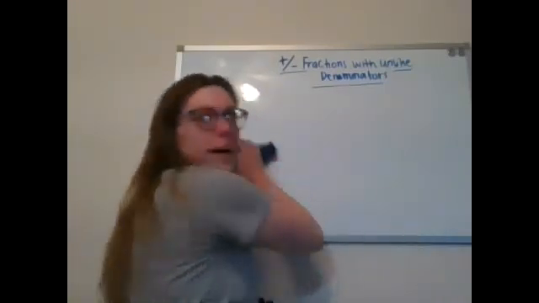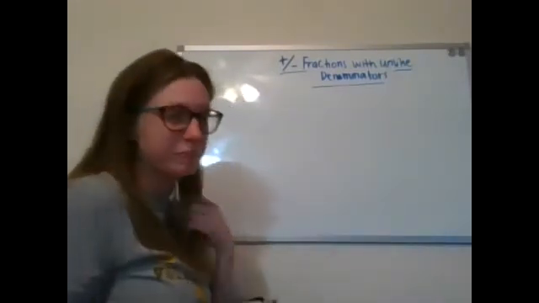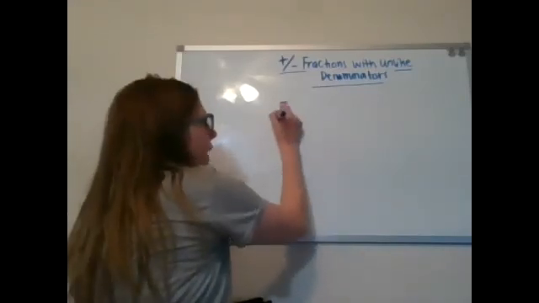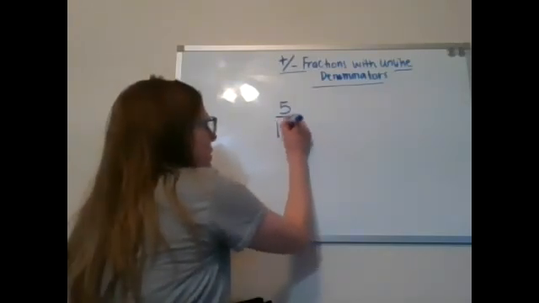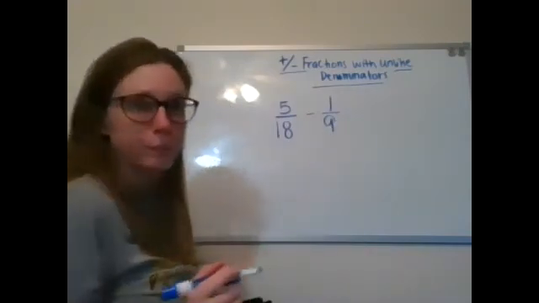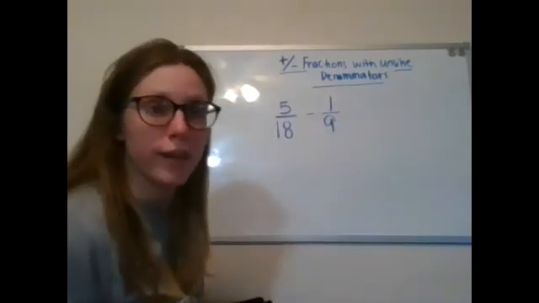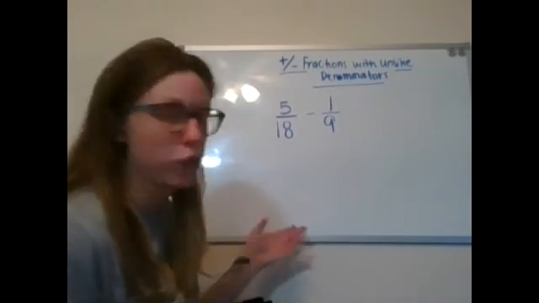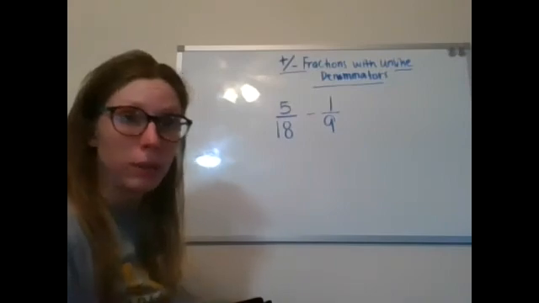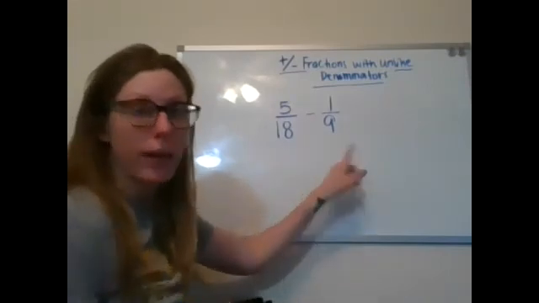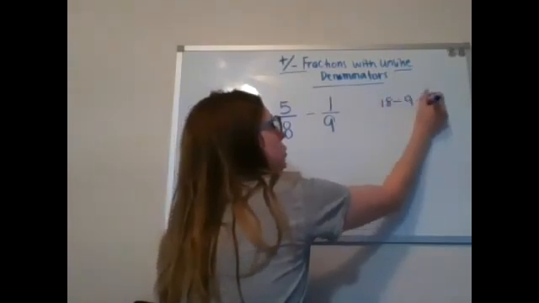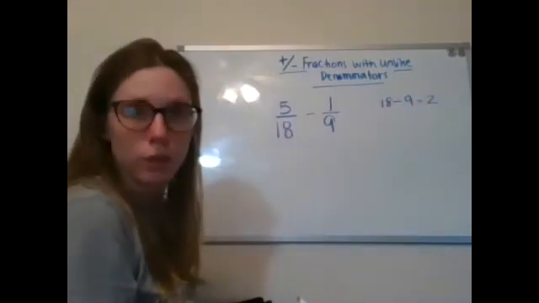I won't write on this side of the board anymore since you can't see it. All right, let's do a subtraction one. So we're going to do 5/18 minus 1/9. Again, we're going to change 1/9 because it's our smaller fraction, and we know 9 can multiply into 18. We find our multiplier by dividing 18 by 9. 18 divided by 9 is 2. So therefore, 2 is our multiplier.